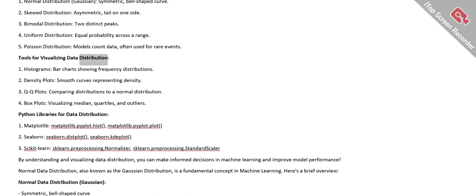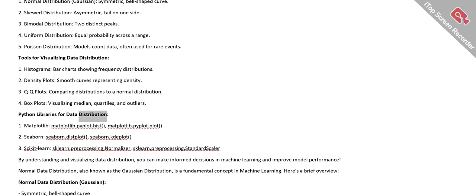Tools for visualizing data distribution. 1. Histograms: bar charts showing frequency distributions. 2. Density plots: smooth curves representing density. 3. QQ plots: comparing distributions to a normal distribution. 4. Box plots: visualizing median, quartiles, and outliers.